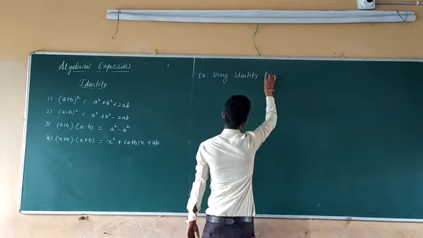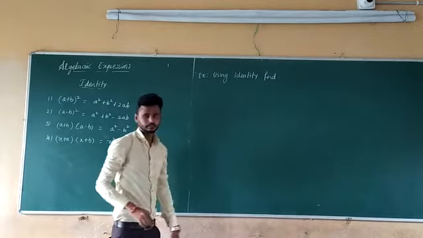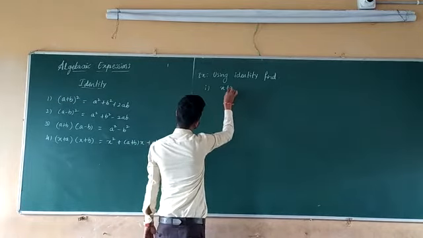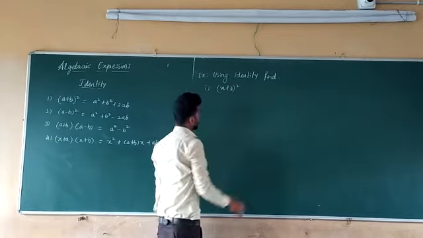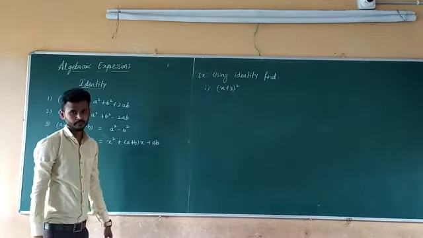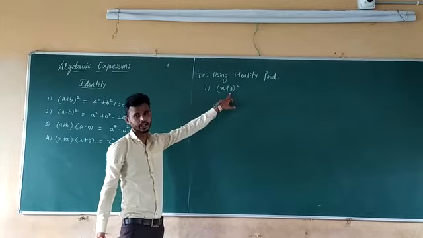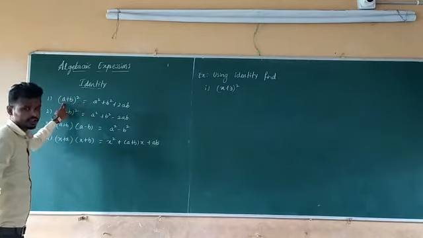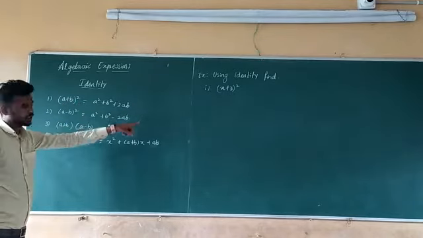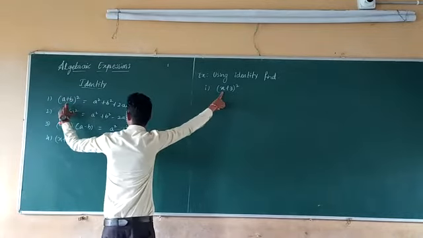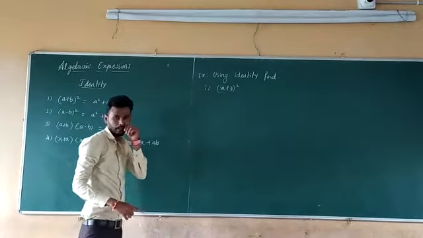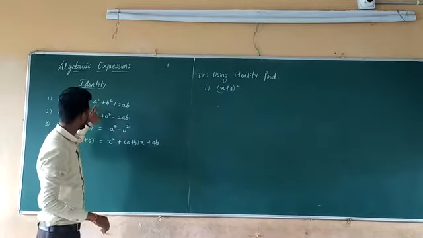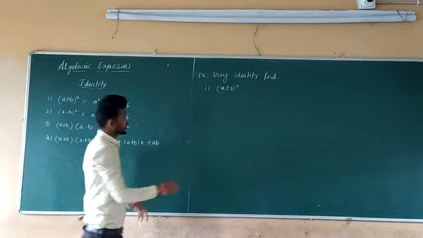Using identity, find. First one, (x + 3) square. Now which identity is it of the form? The first identity, (a + b) whole square, where a means x and b means 3. In the place of a, x is there, and in the place of b, 3 is there. So what is the first identity? a square plus b square plus 2ab. Use that identity now.